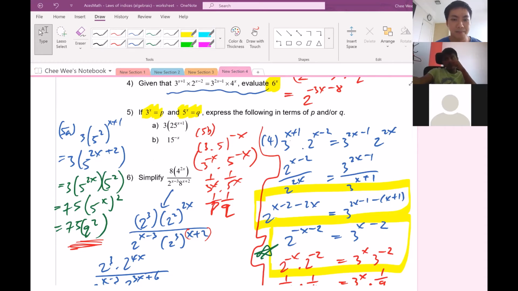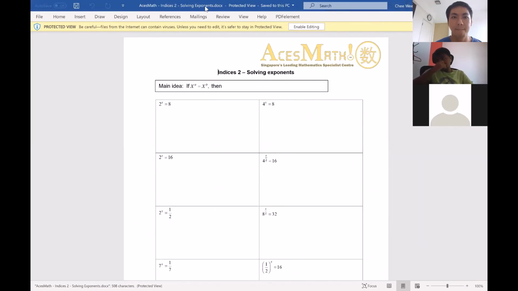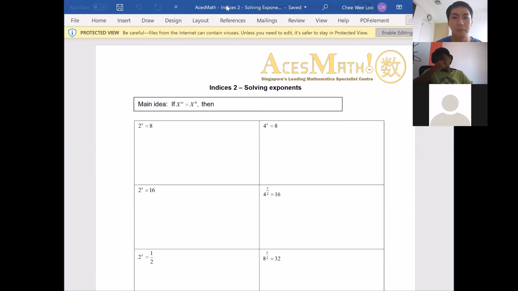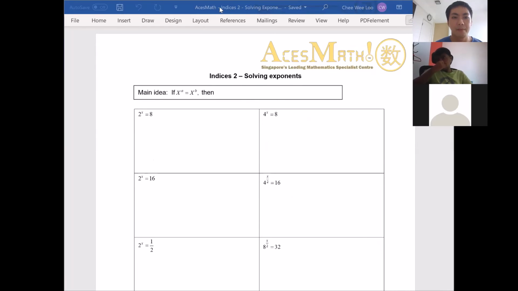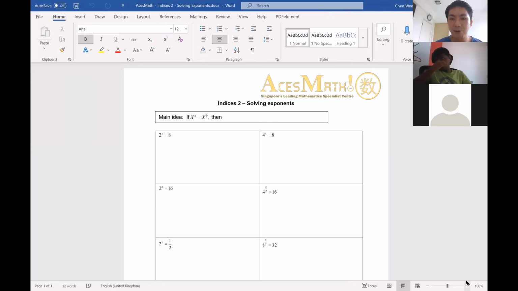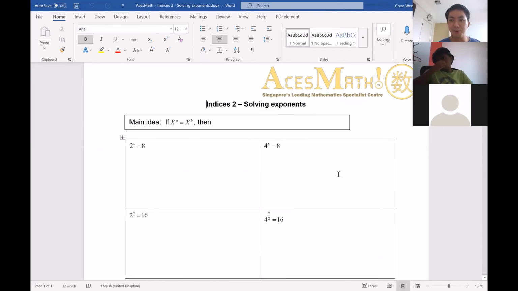So I'll just go through one last kind of indices question that you will have. So give me a minute. There is what we call solving for exponents questions. Okay, so it's questions like this. So the whole idea is very simple.